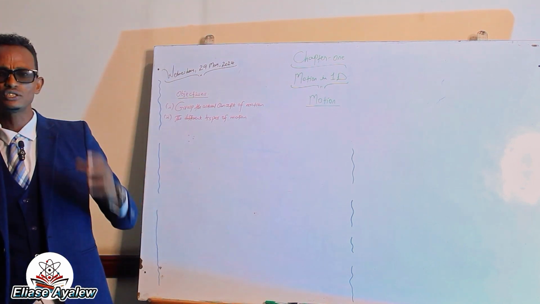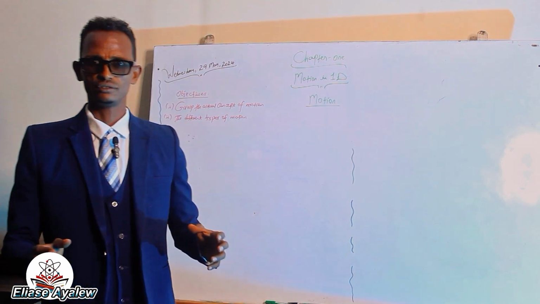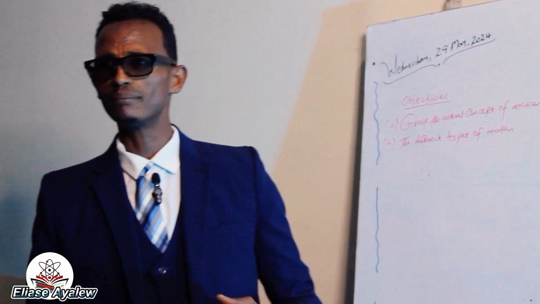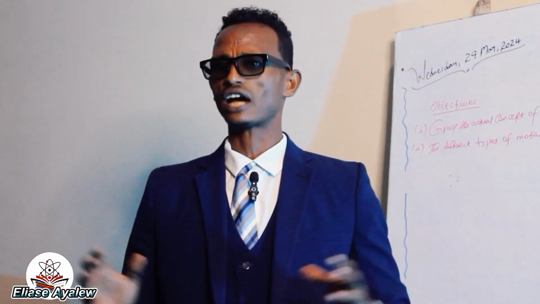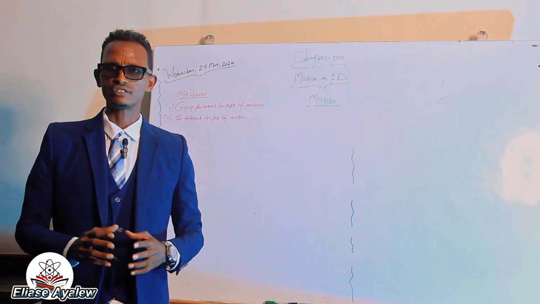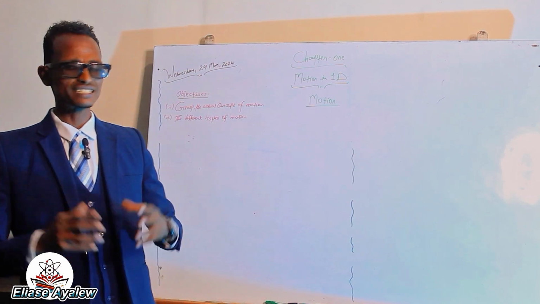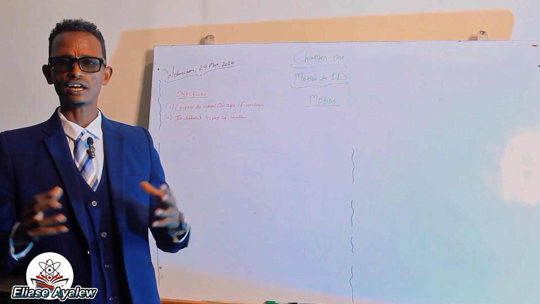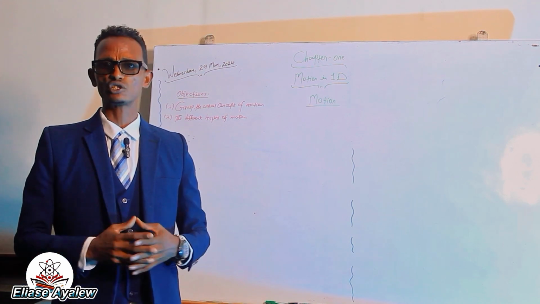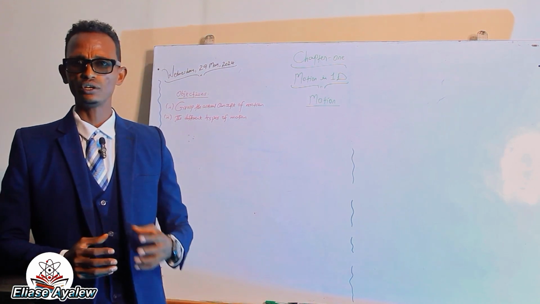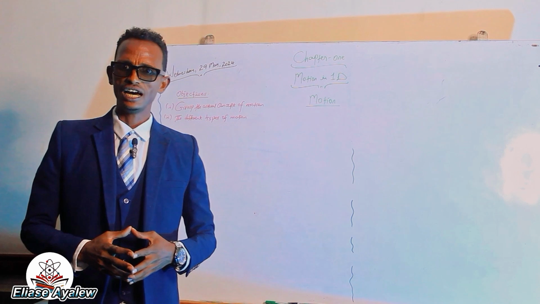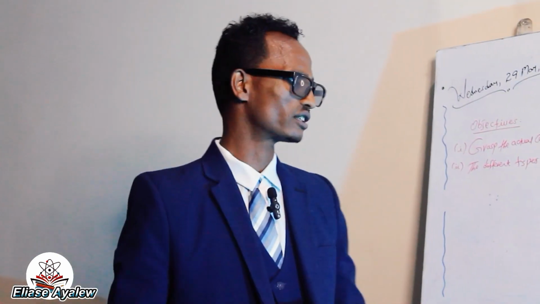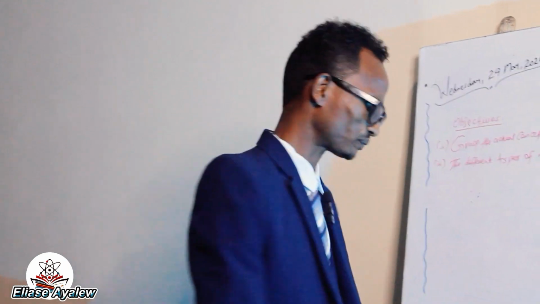Generally, based on the nature of motion of a body, motion can be classified into four types. The first one is rectilinear motion, and the second one is curvilinear motion, and the third one is rotary motion, and the last type of motion is vibratory or oscillatory motion. And now we will see turn by turn, and we will start from rectilinear motion.